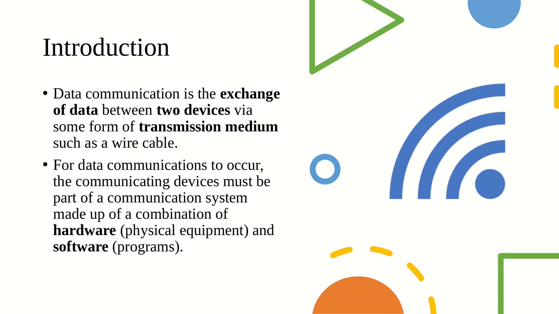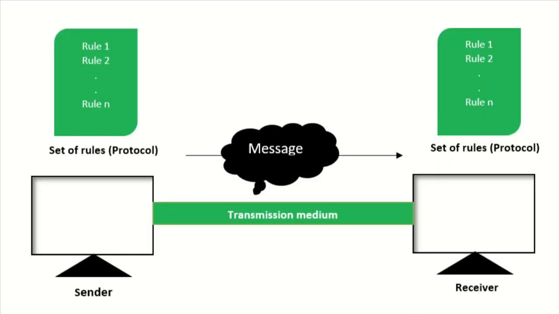The word data refers to information presented in whatever form that is agreed upon by the parties which are creating and using this data. For data communication to occur, the communication devices must be a part of a communication system. So there are five components in the data communication system.